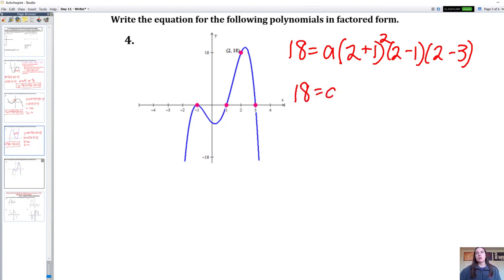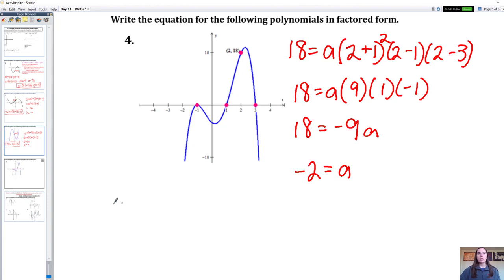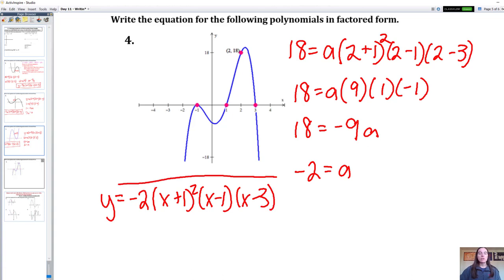So that comes out to be a times 2 plus 1 is 3, squared is 9, 2 minus 1 is 1, and 2 minus 3 is -1, which means 18 equals -9a. Dividing by -9, we get -2 for our value of a. So our equation is y equals -2 times x plus 1 squared times x minus 1 times x minus 3. It doesn't matter which order you put your factors in. You could have gone from right to left, but I just go from left to right.